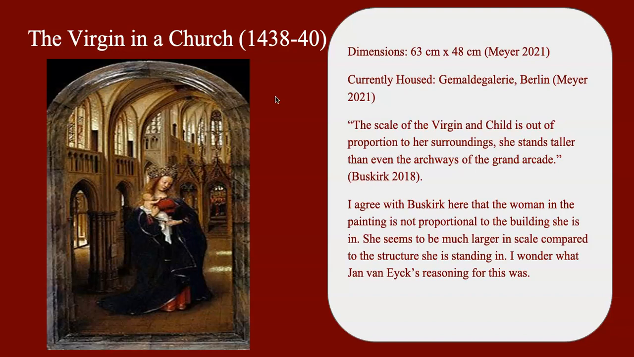Buskirk said the scale of the Virgin and the Child is out of proportion to her surroundings. She stands taller than even the archways of the Grand Arcade. I agree with her. You can tell that the woman in this is a lot larger than her surroundings, compared to how it would be if it was proportionate to scale. So I wonder what Jan van Eyck's reasoning was for this.